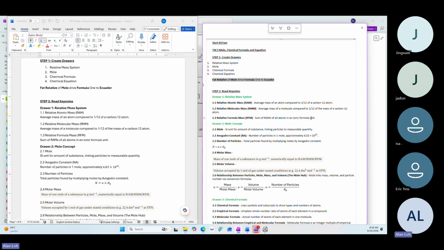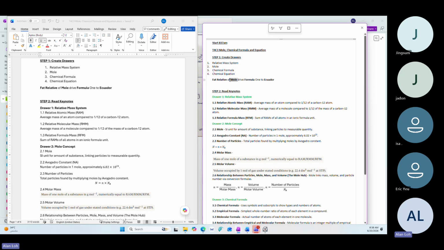Ecuador is a country, right? So why fat relative? Mass is about weight. Weight is about fat, right? So this fat relative, and the name is relative mass system. The relative of your cousin, your auntie, your uncle, those are your relative. So this mole family, he has this fat relative, right?